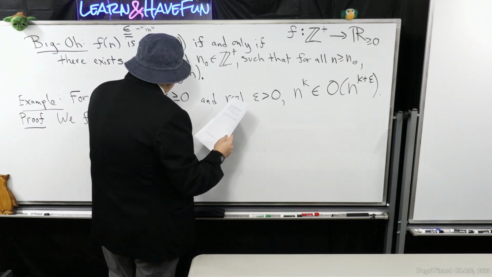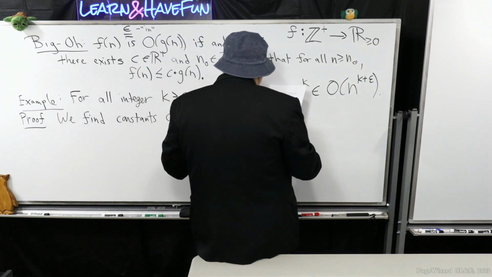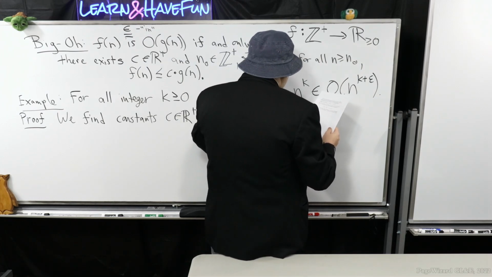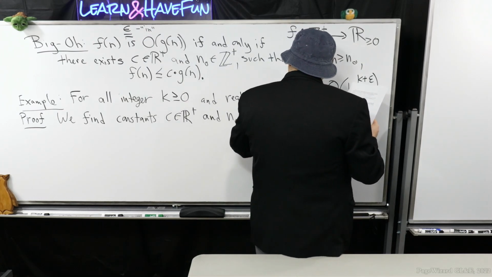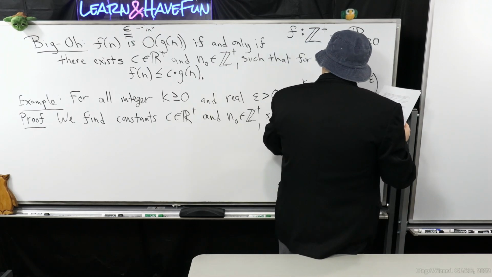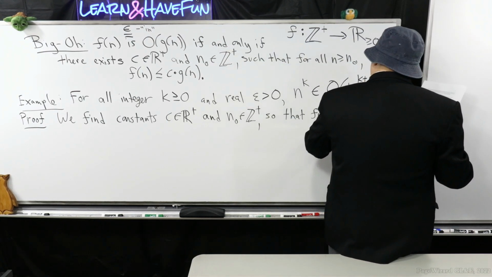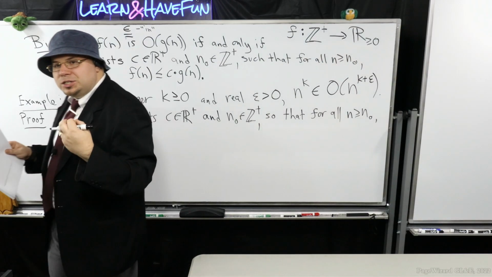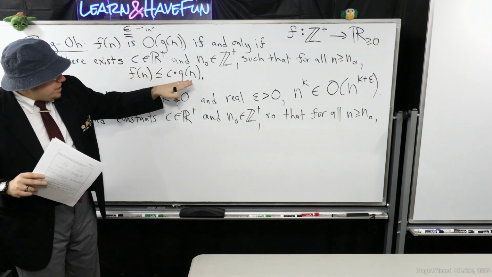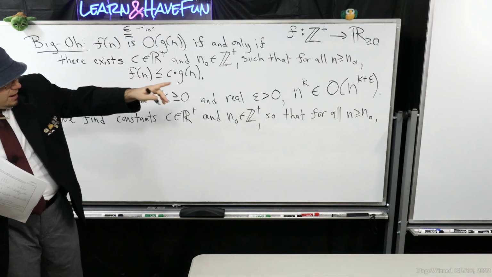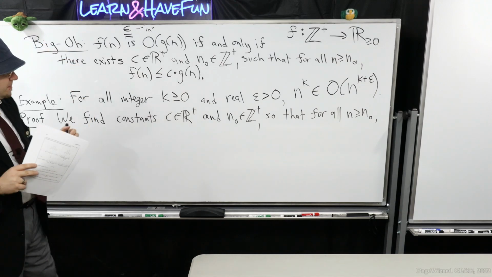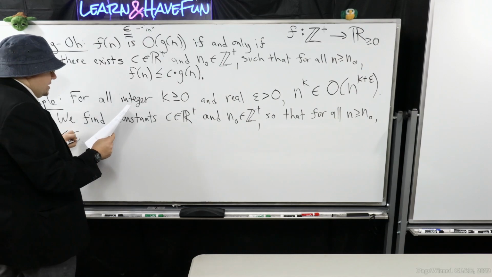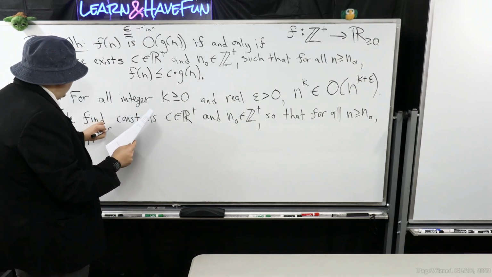c, where c is a positive real number, and n0, which is a positive integer, so that for all n greater or equal to n0, I'm just going to plug in my two functions. Remember, this is f, that's g here, so f is n to the k, and n to the k plus epsilon is g. So it means that n to the k is less than or equal to c times n to the k plus epsilon.